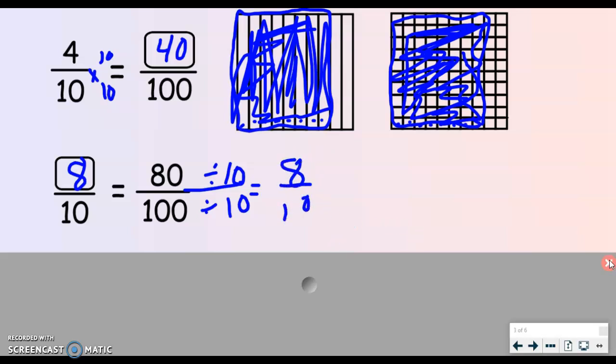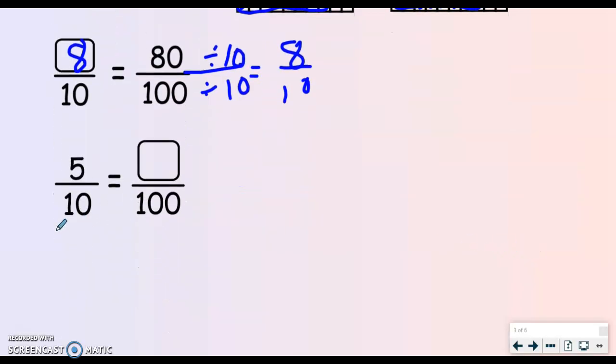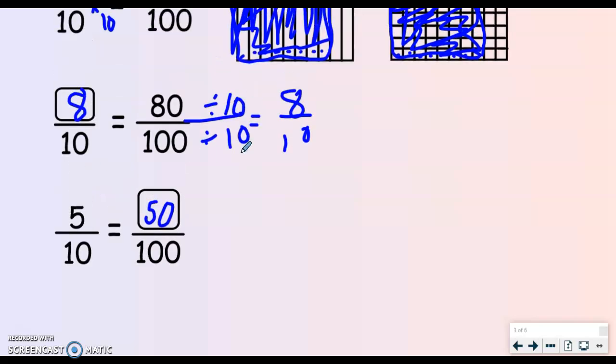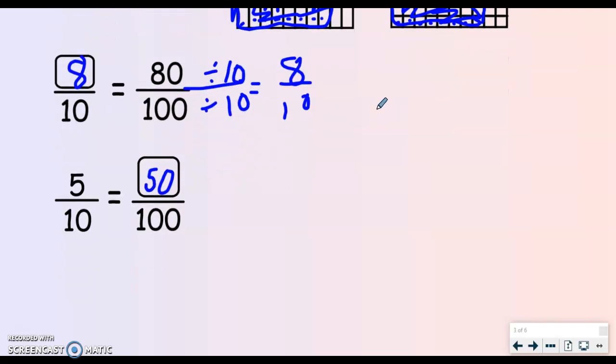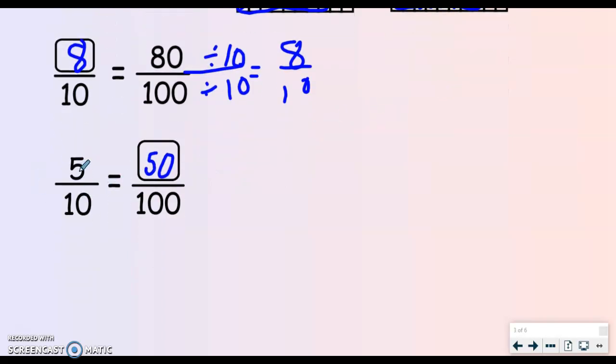One more. On your own, go ahead, pause, and try to solve 5 tenths. What would that equal with 100 as a denominator? For this one, you should have gotten 50/100ths. Again, either multiplying both of them by 10 or drawing and using a model. Also, if you recognize that 5 tenths is equal to 1/2, you could think, well, what is 1/2 of 100? It's 50. So again, we're reviewing how to do equivalent fractions, really focusing on the denominators of 10 and 100.